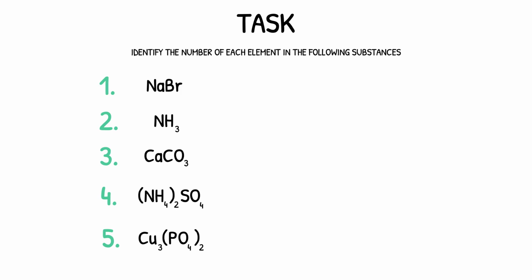Let's talk through the answers to question 4. This substance contains the elements nitrogen, hydrogen, sulfur, and oxygen. Nitrogen and hydrogen are within the bracket in this formula, meaning their values within the bracket must be multiplied by this subscript 2. There are 2 atoms of nitrogen and 8 atoms of hydrogen. Sulfur is not followed by a number, meaning there is only one atom of sulfur in this formula. And oxygen is followed by a subscript 4, meaning there are 4 atoms of oxygen in this formula.